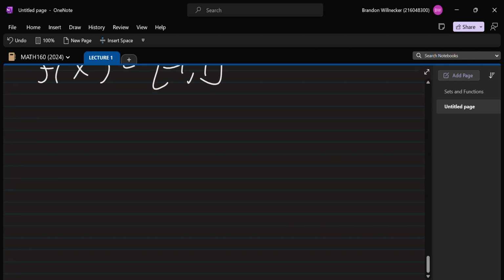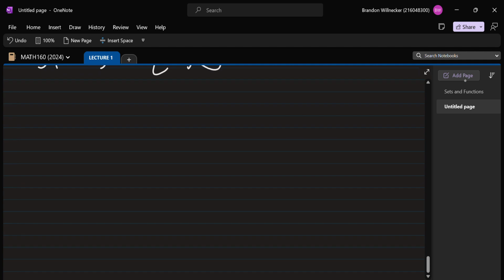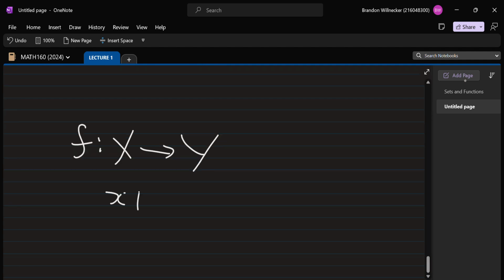Okay, let's have a look at another example. So f goes from x to y. We'll look back at that previous example that we had, where it was 1 over x plus 1. Now, we already did the domain. X can't be 0, everything else is fine. Yes?